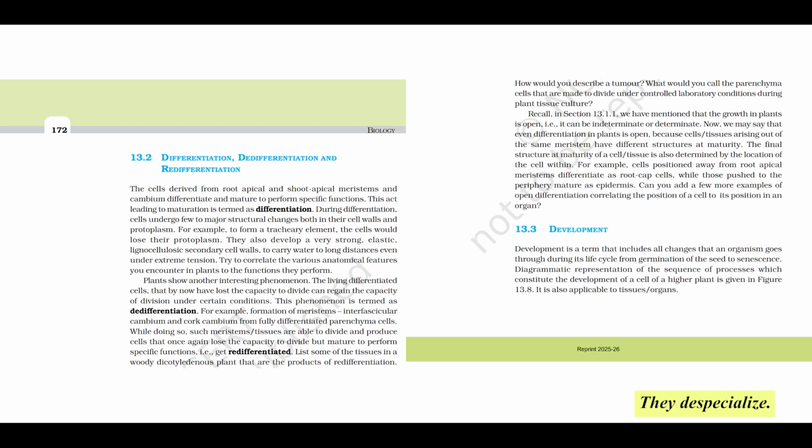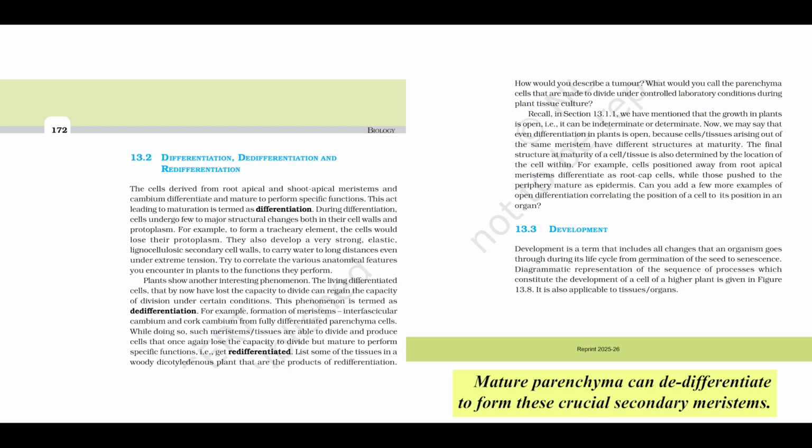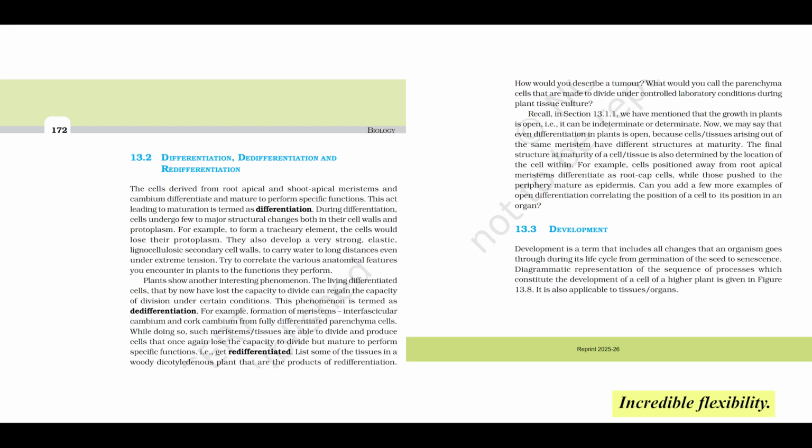Exactly. They despecialize. A prime example is the formation of interfascicular cambium and cork cambium from fully differentiated parenchyma cells. Mature parenchyma can dedifferentiate to form these crucial secondary meristems. Incredible flexibility. So what happens after they dedifferentiate? Good follow-up. Once these new meristems, like the cambium, are formed and dividing, the new cells they produce then once again lose the capacity to divide but mature to perform specific functions. This process of respecializing after dedifferentiation is called redifferentiation. Dedifferentiate, divide, then redifferentiate. A cycle.